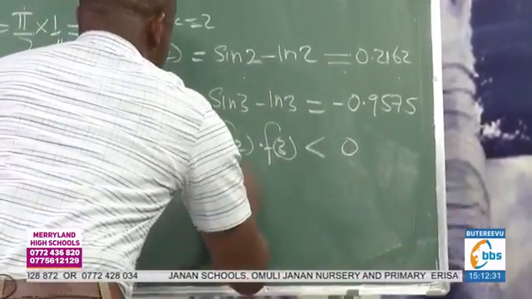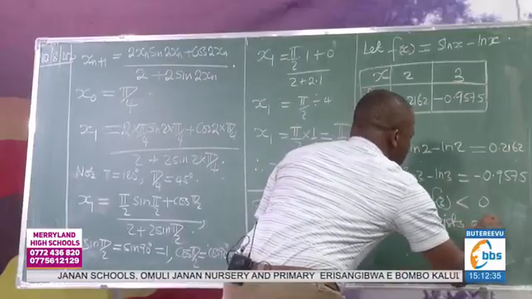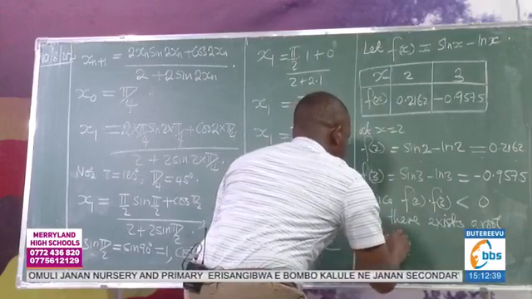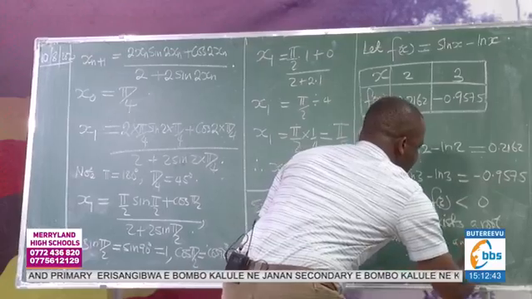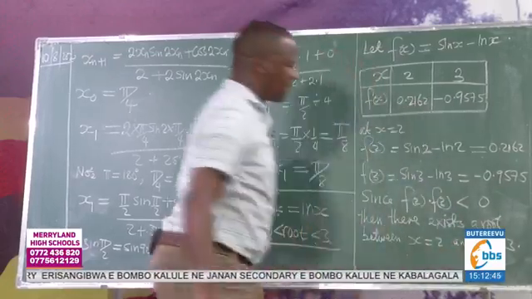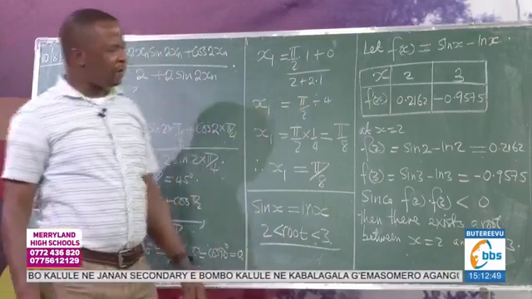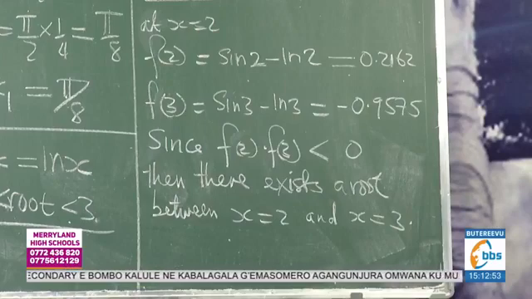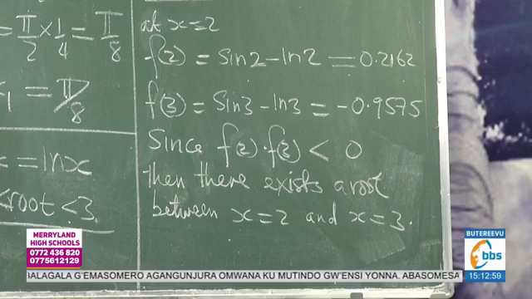there exists a root between x equal to 2 and x equal to 3. Since there is a change in sign of our function, we confirm the existence of a root right over there.